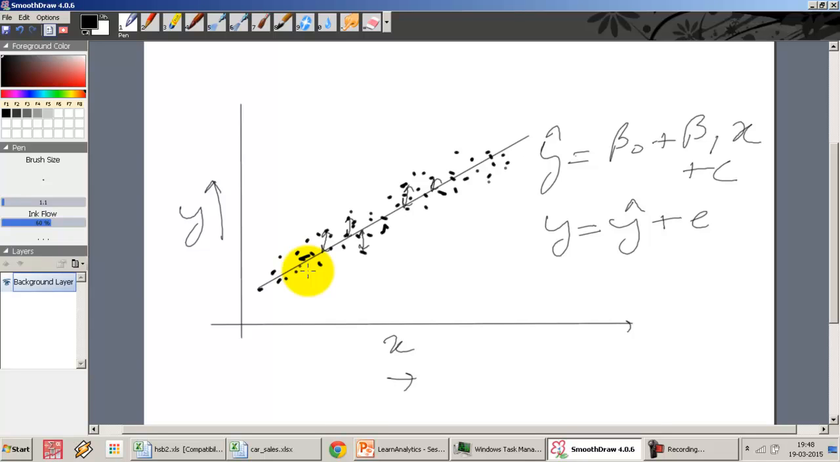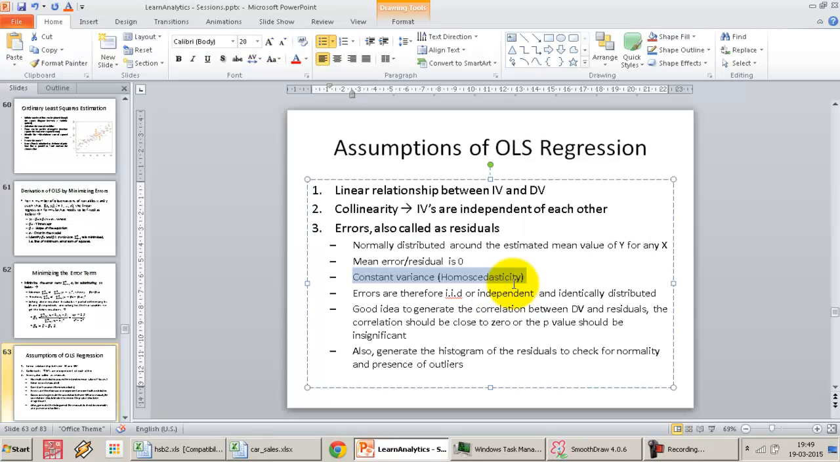And we know from the assumptions of errors that the positive errors will cancel out with the negative errors, and I'll have a mean error of 0. However, what it also says is that the errors will be IID. This is a new term which we're going to talk about. IID means independent and identically distributed, and that would follow that they have a constant variance.